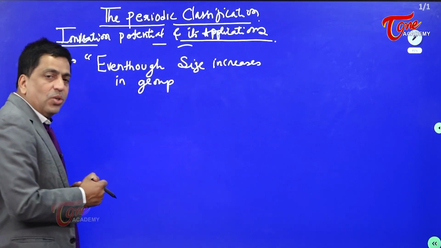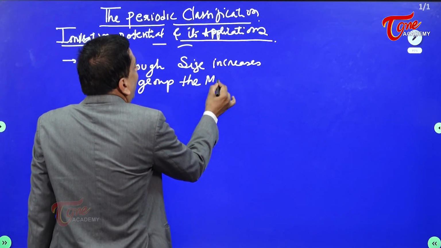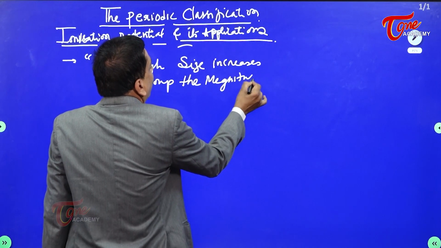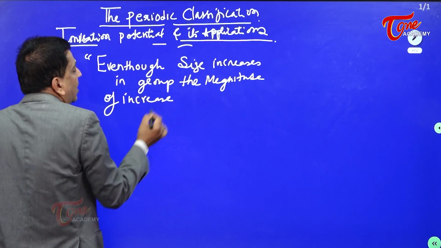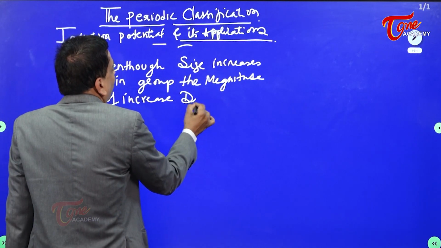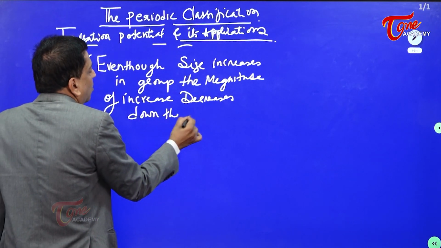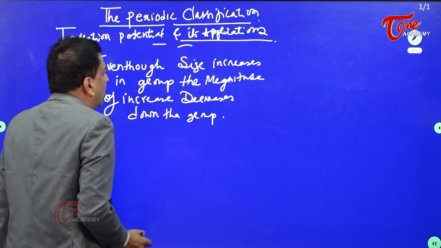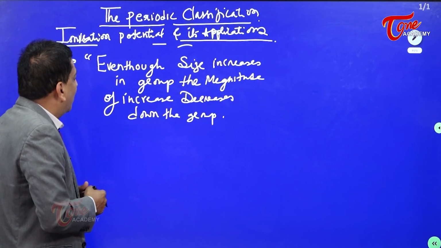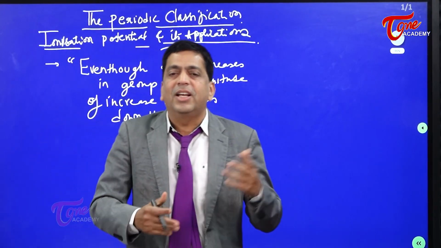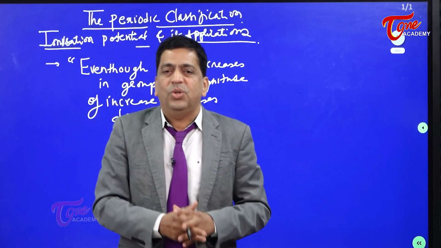Even though the size increases in a group, the magnitude of increase decreases down the group. You must understand. Even though the size increases down the group, the magnitude of the increase of size basically decreases down the group. You must understand. Now, what do you mean by this?